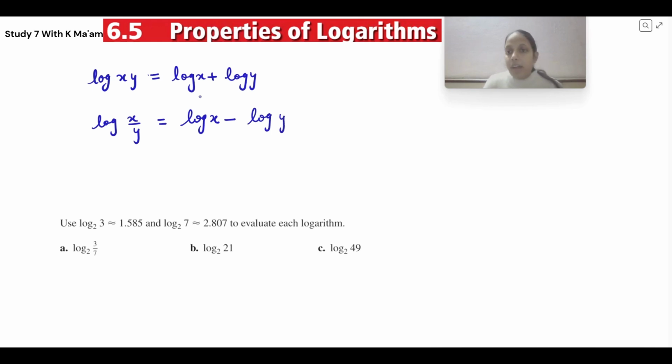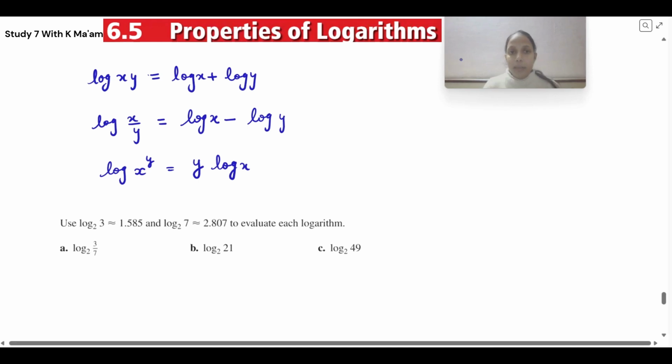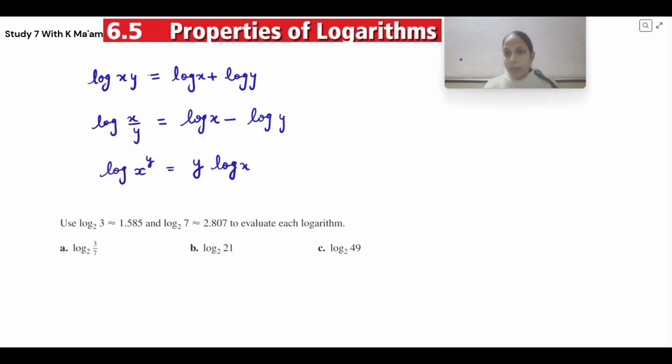Now we have the power property: log with base 10 of x to the power y. The power of x is given as y, so I can write y shifted down: y log x. These are the basic important properties of logs in this chapter.